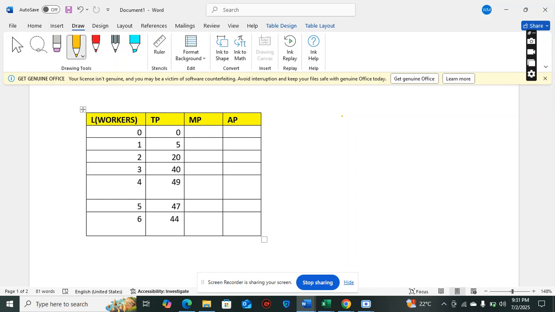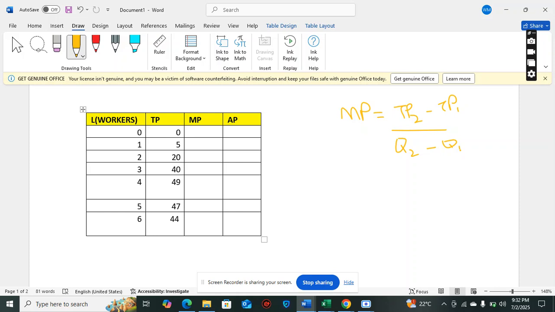Yes. Marginal product equals total product 2 minus total product 1, over the number of workers, which is Q2 minus the old number of workers, Q1. Marginal cost, same concept. Even marginal revenue, same concept.